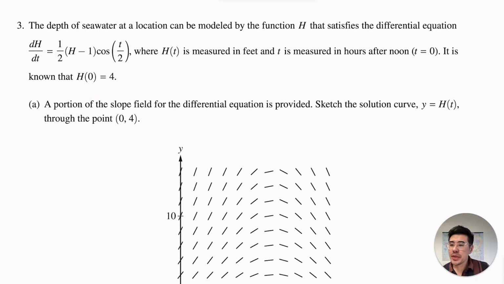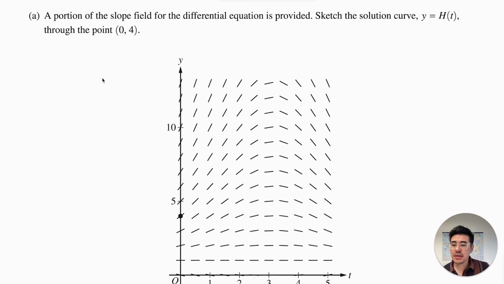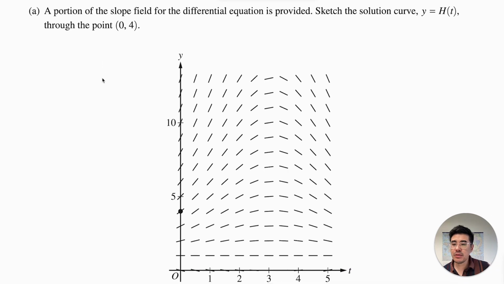So question 3 is a differential equation question. They give you a gnarly looking differential equation here, and it tells us that h is measured in feet and t is measured in hours, and they give us a starting point. Part A fortunately isn't going to be super complicated. They just give you the slope field and they want you to sketch the solution curve.